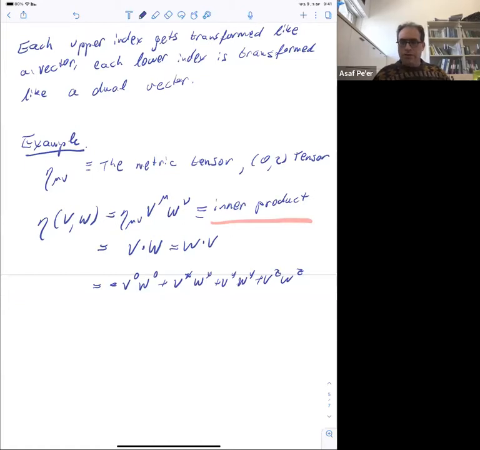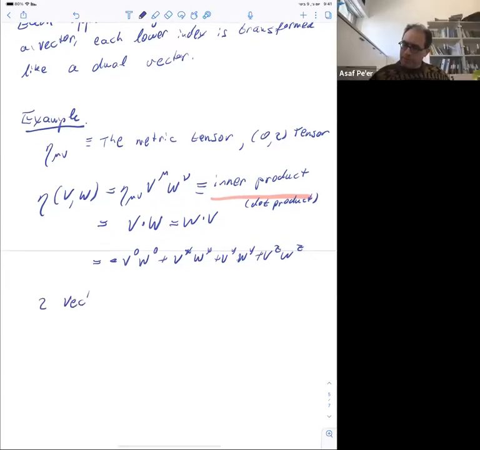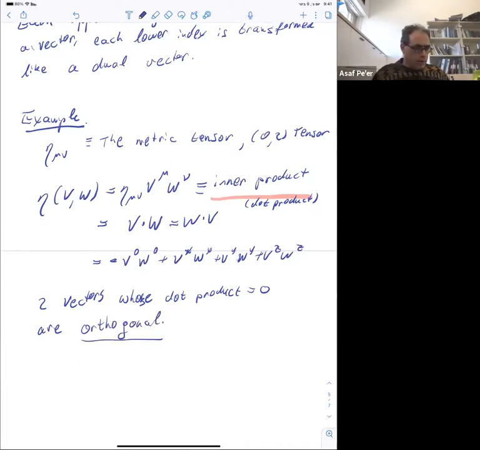How do I call 2 vectors whose inner product, or another word is dot product, is equal to 0? Orthogonal, right? So 2 vectors whose dot product is equal to 0 are orthogonal. Now, of course, since a dot product is a scalar, it is invariant under a Lorentz transformation. That means, for example, that if you choose a Cartesian set of basis vectors, these are orthogonal in one frame, they will remain orthogonal in any frame.